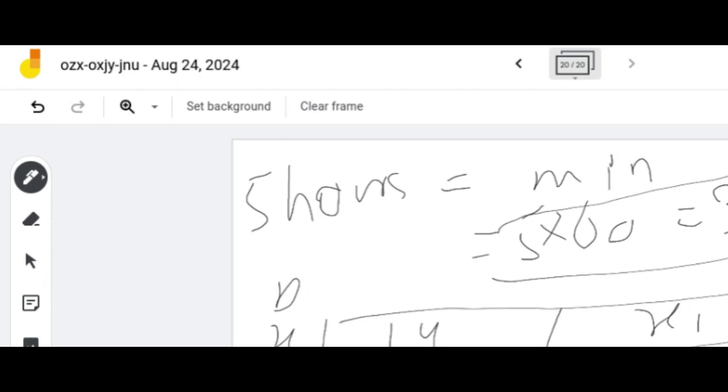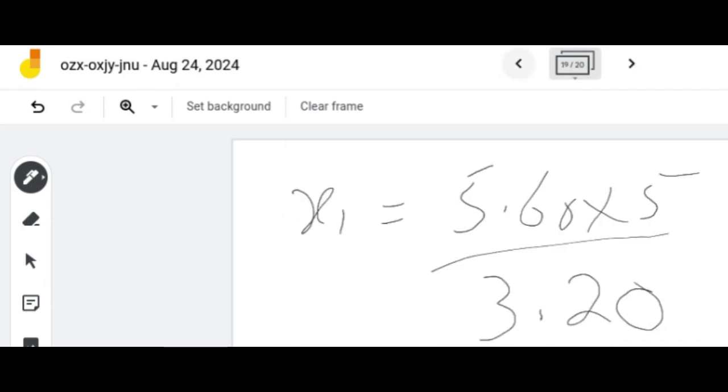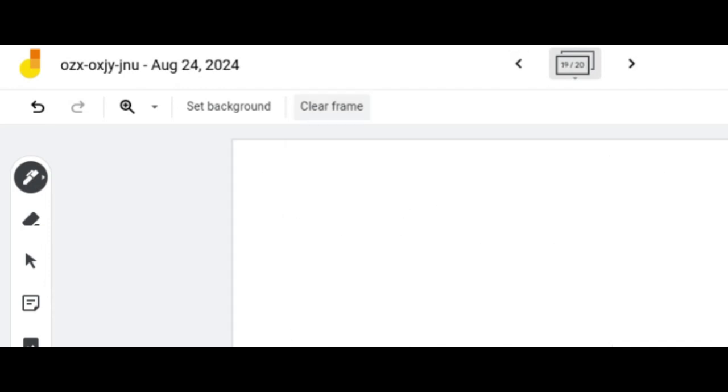300 multiplied by 14 divided by 25 equals... What will be the answer? 4200 divided by 25 is 168. Very good. The answer is 168.